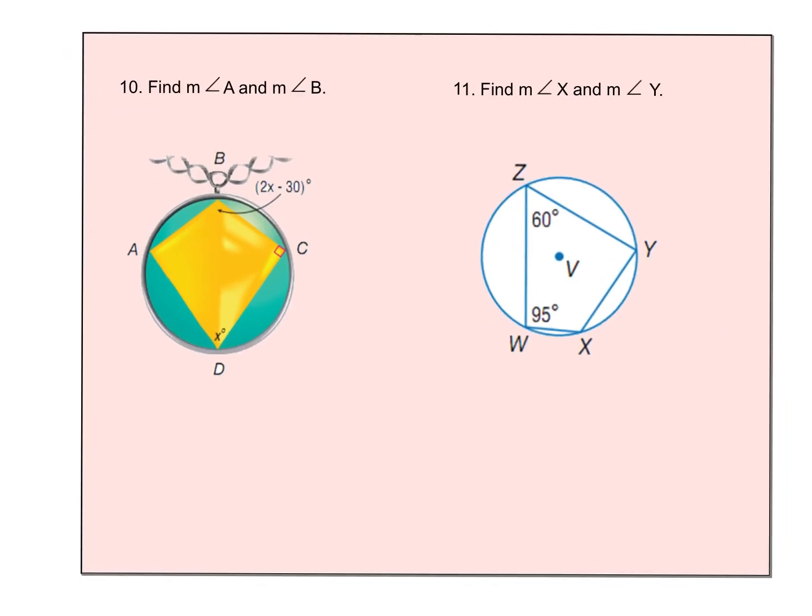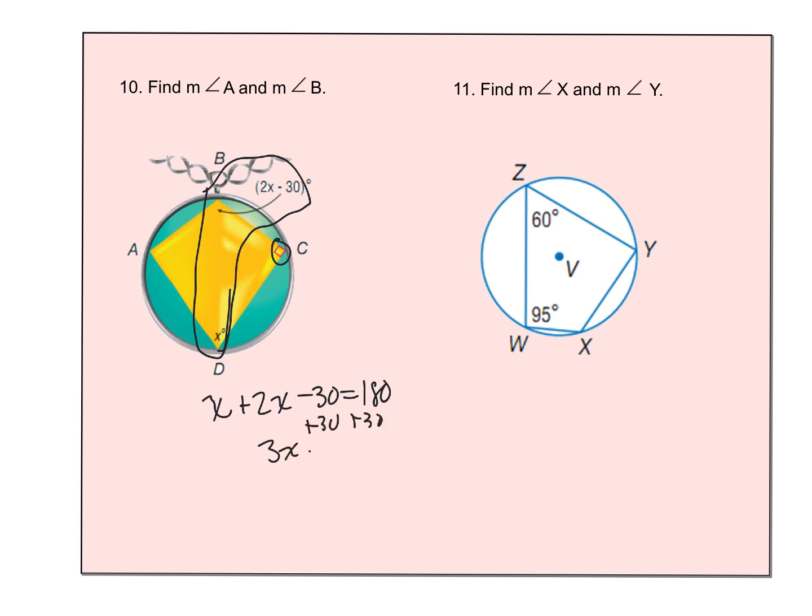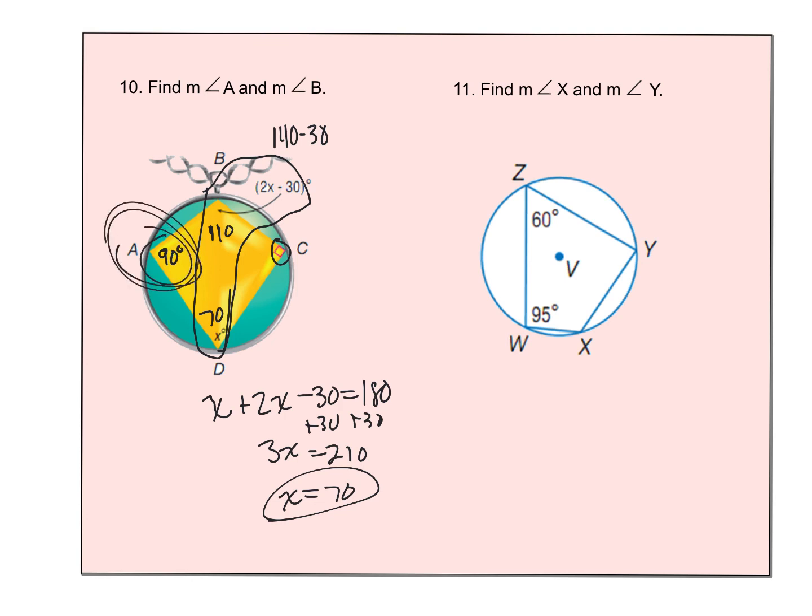So if you consider here, you know that this is 90. You know that these two have to be supplementary because they're inside of a circle. So 3x plus 30 equals 210. So x will equal 70. All right, so that makes that 70. That makes that 140 minus 30, so that makes that 110. So you know it's got to be 360, so that one's also going to be 90. So the measure of angle A is 90, the measure of angle B is going to be 110.